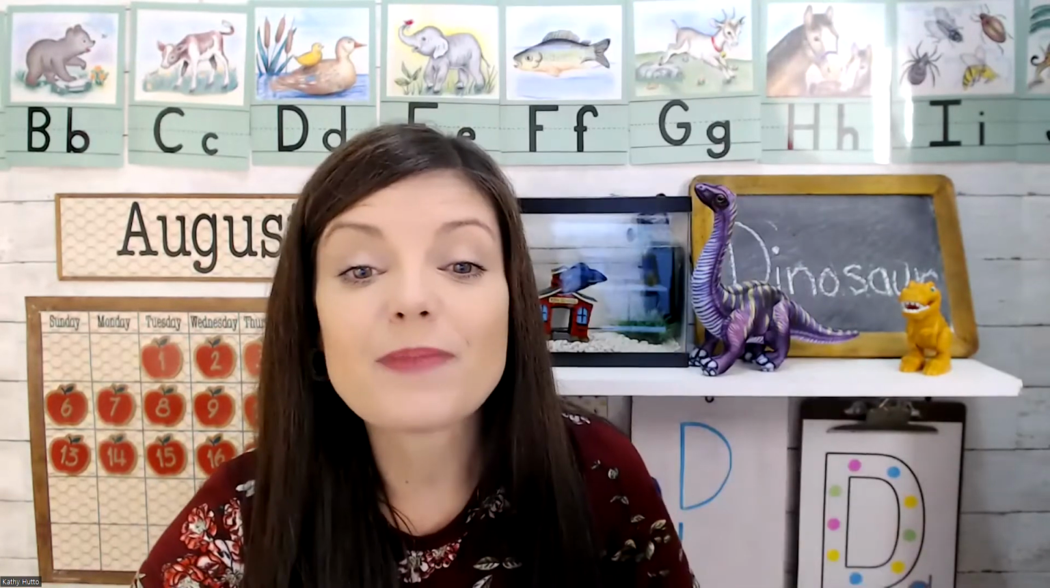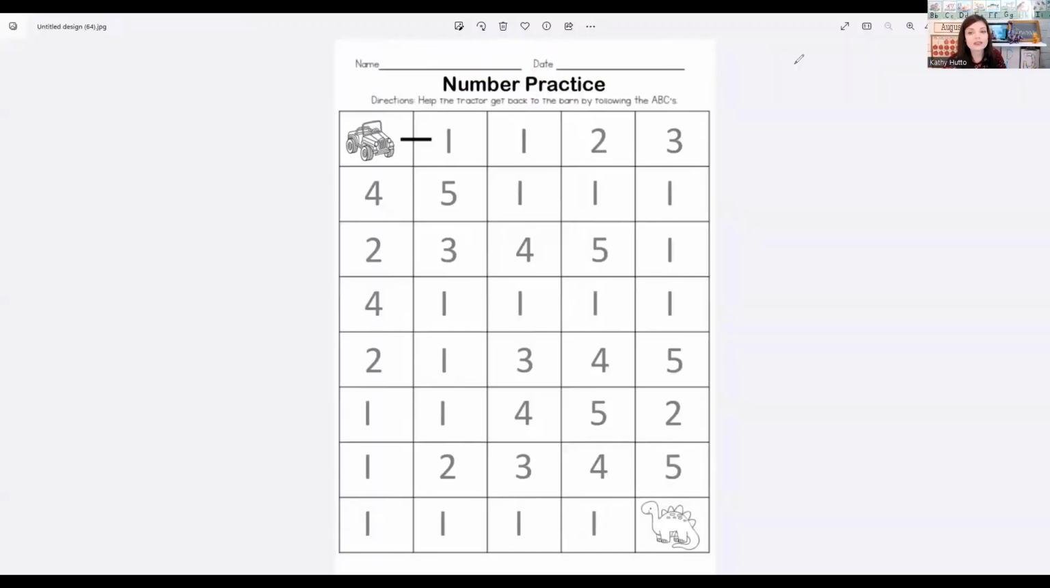High five. Well, next it's time for math. And for math today, we're going to be helping the Jeep get to the dinosaur. We're going to be looking for number 1. That's the number that we're working on this week. 1 starts at the top and it goes straight down like this. Okay, so let's draw a line and help the Jeep get to the dinosaur.